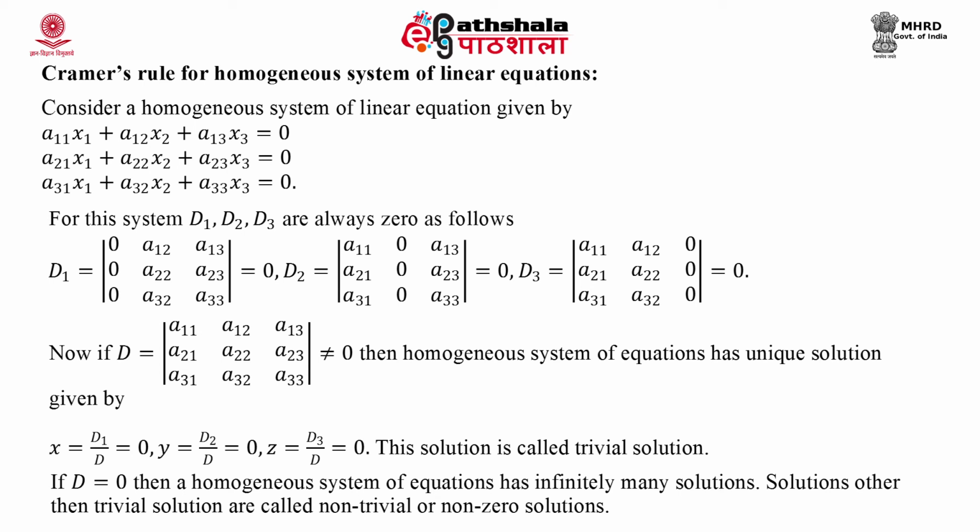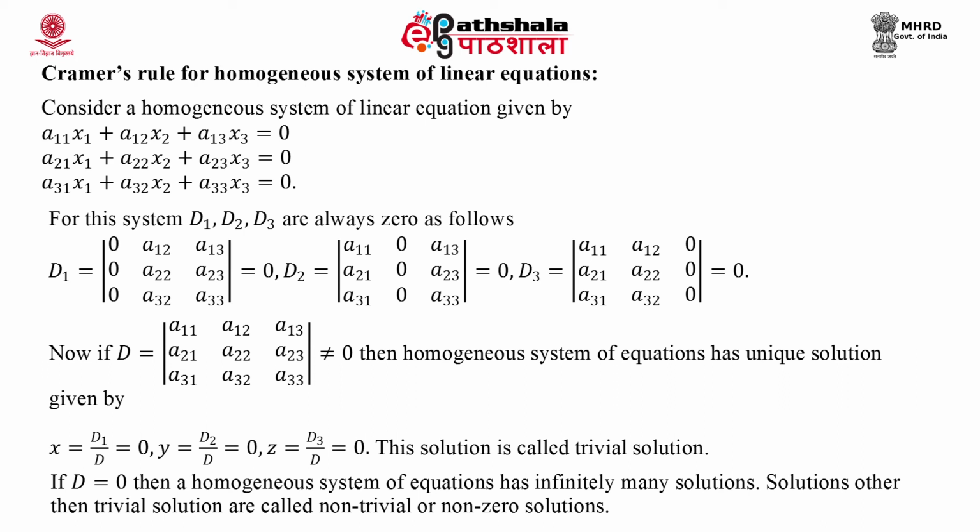In the case of d2, the second row column is replaced by 0, 0, and in d3 the last column is 0, 0, 0. So we know that if in any row or any column of a determinant everything is 0, then the determinant is 0. So we have d1, d2, d3 equal to 0.